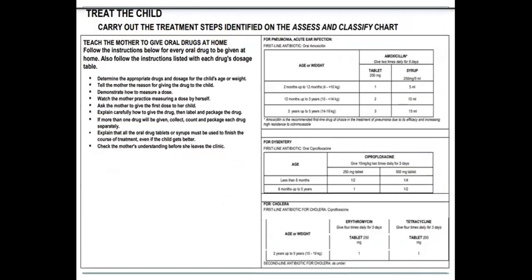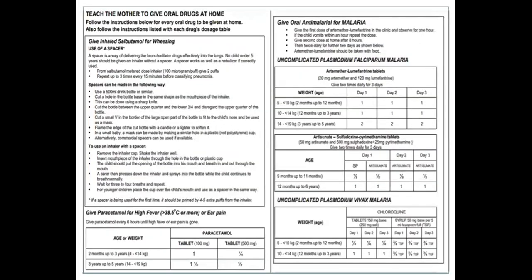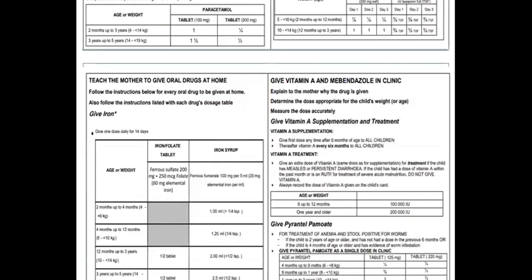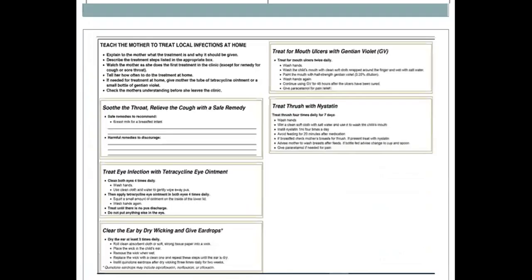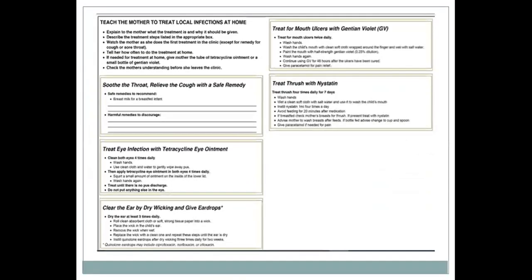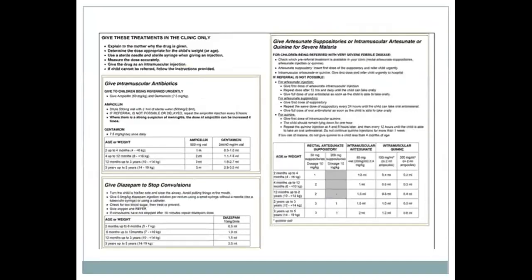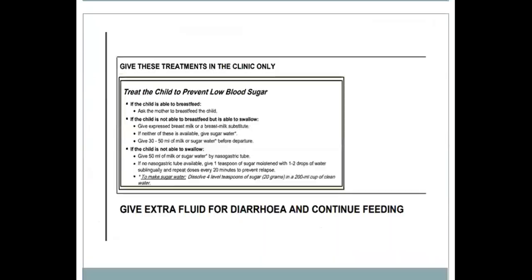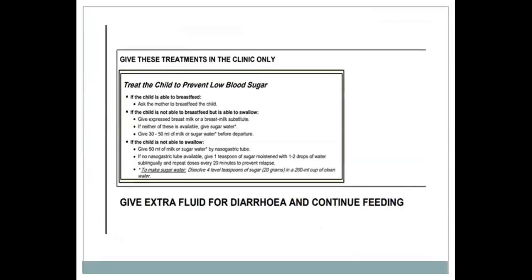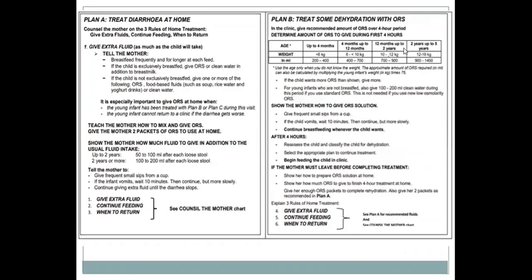Here are the treatment steps: identify and classify using the chart. Teach the mother how to give oral drugs at home. Teach the mother to treat local infection at home. Give these treatments in the clinic. Give extra fluid for diarrhea and continue feeding. Treat diarrhea at home according to plan B, and if there is some dehydration, give ORS according to plan B.